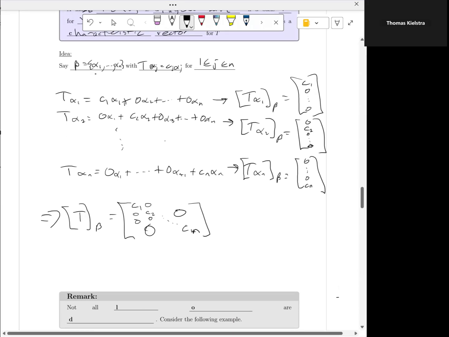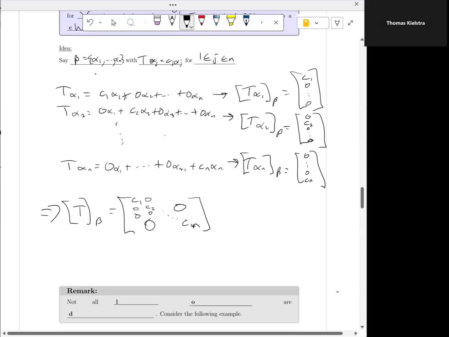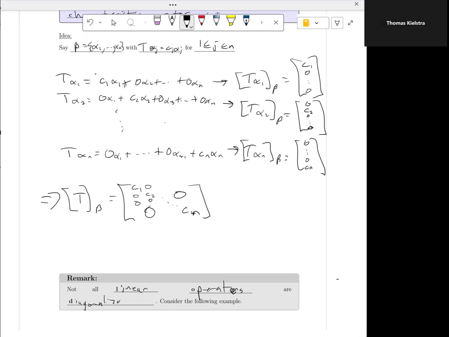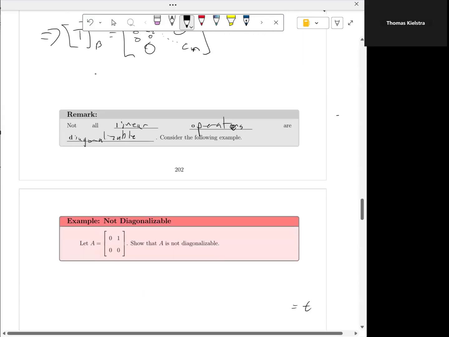So if we have a basis of eigenvectors, then T is diagonalizable. Now, we should know that not all linear operators are diagonalizable. How do we see this? We consider the following example.